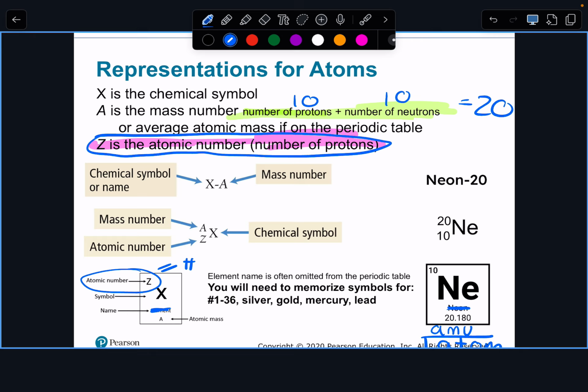So there's a slight difference between the mass number and the actual atomic mass. The mass number is just rounded. The atomic mass is going to be close to that, but a little bit off, for a couple of different reasons. We'll get into that on Wednesday.